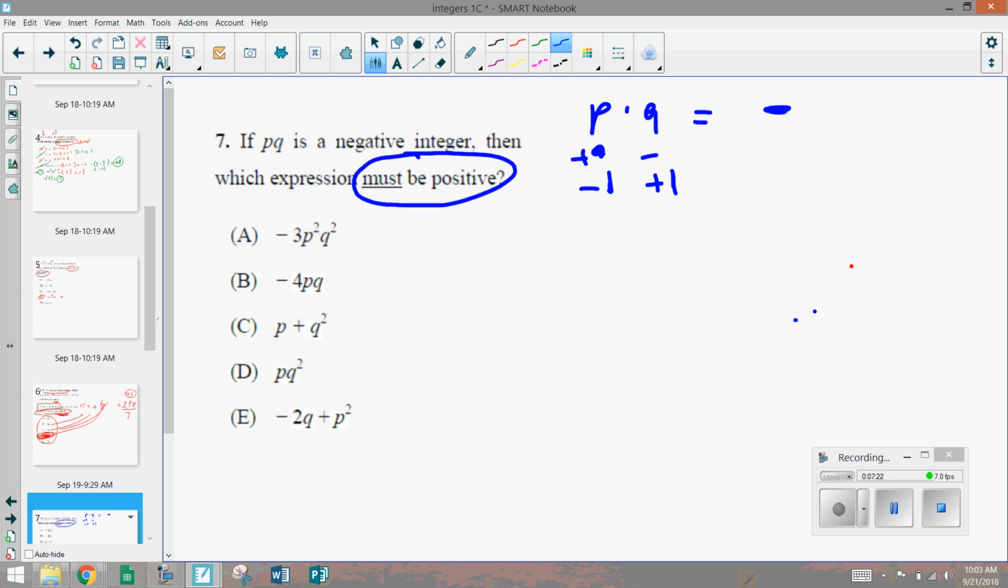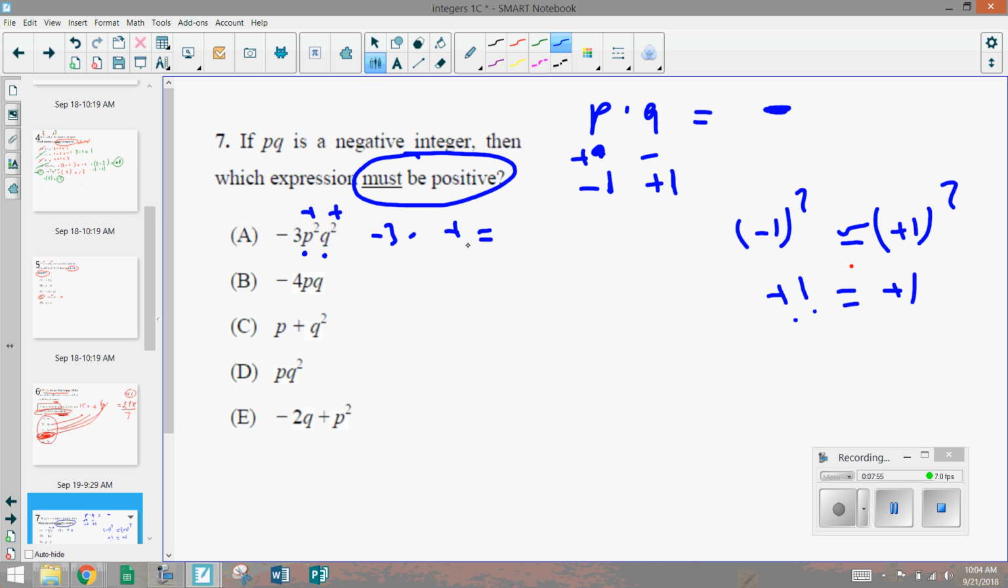For example, negative 2 square is equal to positive 4. Positive 2 square is equal to positive 4. Let me write it down. Any number square, for example, negative 1 square is equal to positive 1, because this is positive 1. So why I'm explaining this, because there is P square and Q square. The result anyway is going to be positive. Is that clear? So negative 3 times some positive number, any number, it doesn't matter, the result is going to be negative.